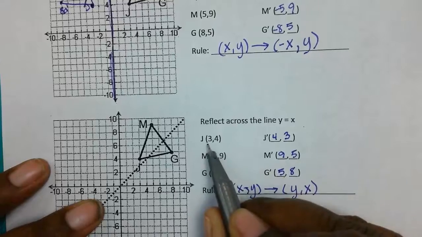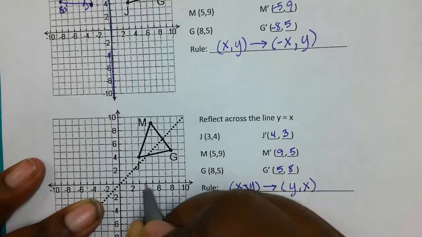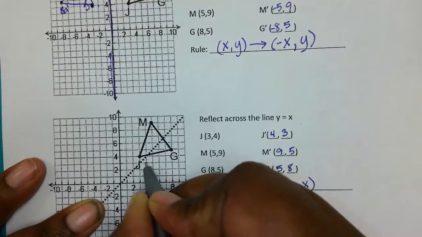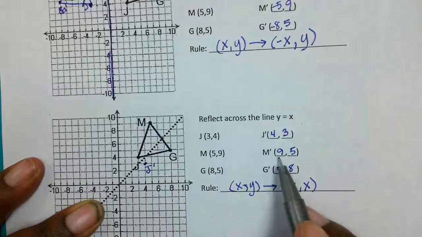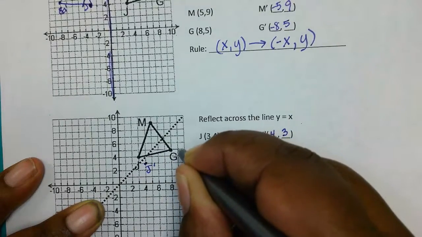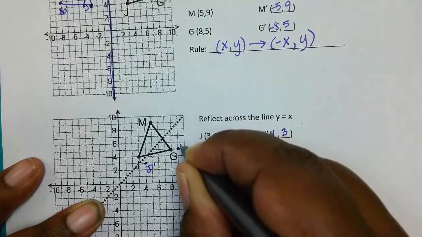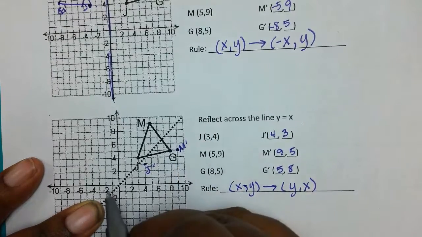So J was at 3, 4. J prime is going to be at 4, 3. M prime is going to be at 9, 5. And G prime is going to be at 5, 8.